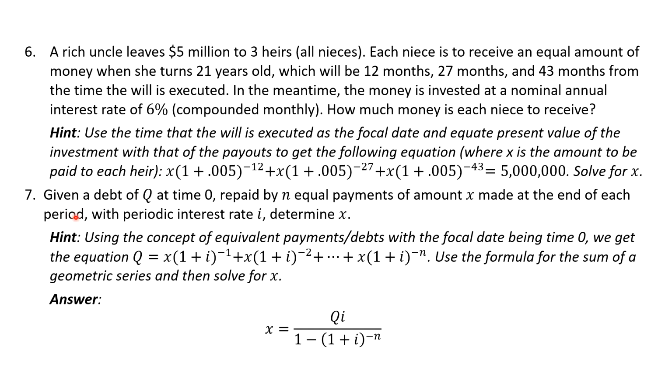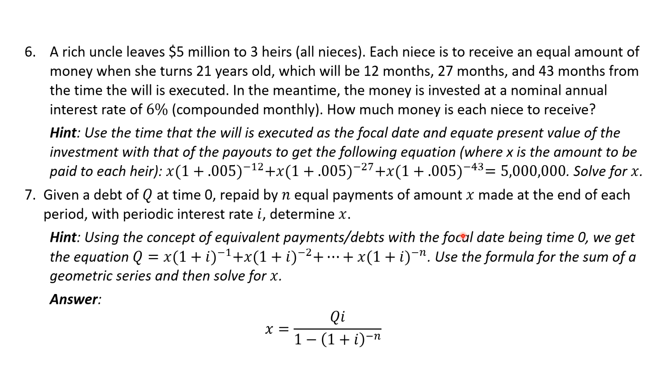Then the last problem in this sequence of exercises, and basically the end of this lesson, also involves this type of calculation. And we'll see this again when we talk about annuities, but this gives you a preview of what we'll be talking about. So given a debt Q at time 0, repaid by n equal payments of amount X made at the end of each period, with periodic interest rate I, determine X.